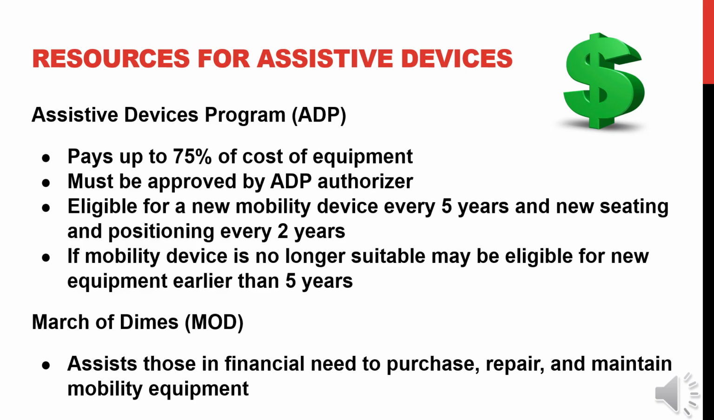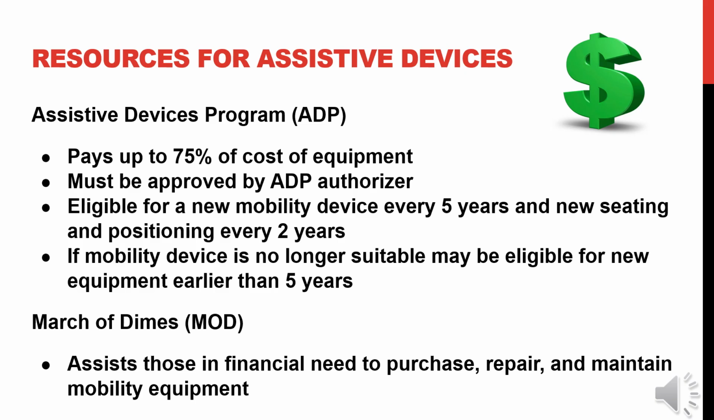Individuals are eligible for a mobility device every 5 years and new seating and positioning every 2 years. If the user's mobility device is no longer suitable, for example, due to a significant decline in their function or changes in their weight, they may be eligible for a new device before the standard 5 years. There are also other funding sources which can assist with covering the cost of assistive devices, such as ODSP and March of Dimes.